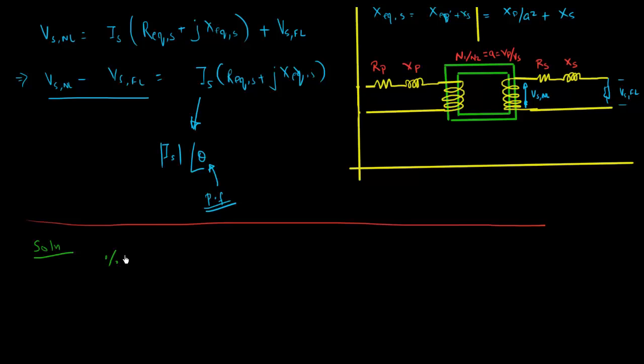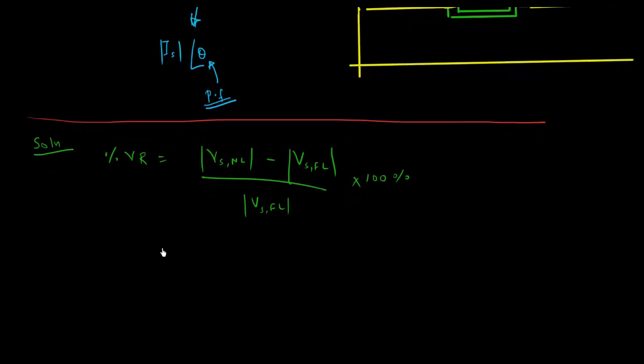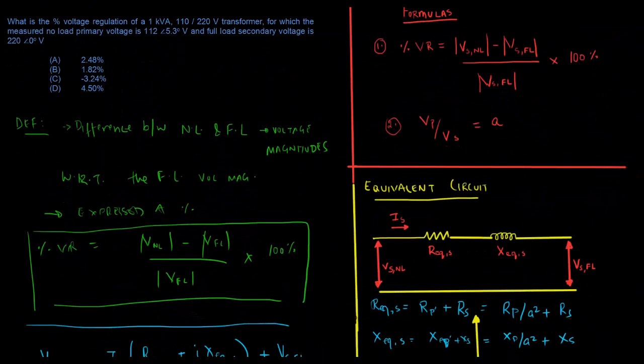Let me write that formula down here again. You're going to have no load magnitude minus the full load magnitude over the full load magnitude times 100%. So let's put the values in. The thing to remember here is, if you go back to the question again, what have we been given? We've been given primary voltage at no load.